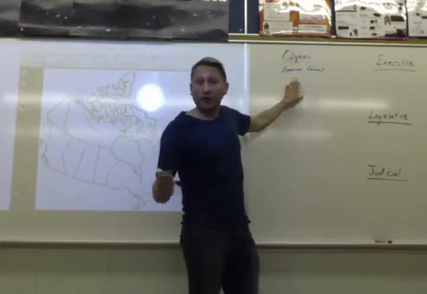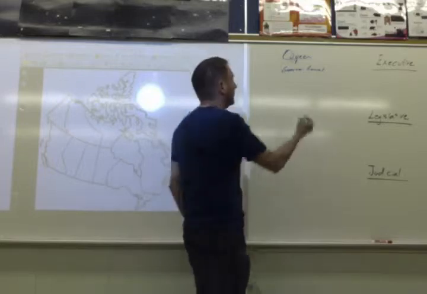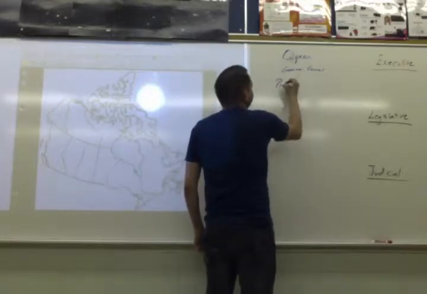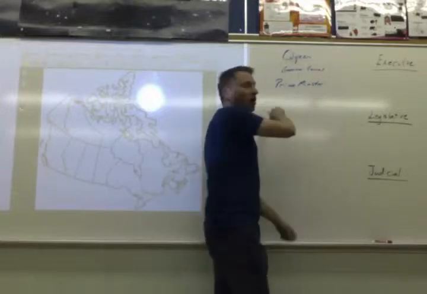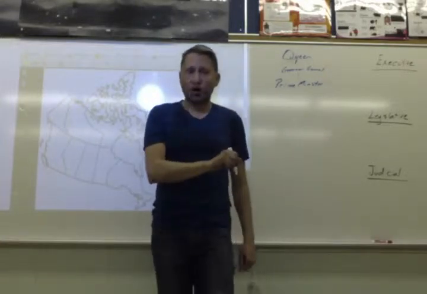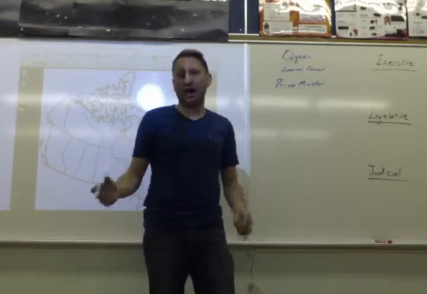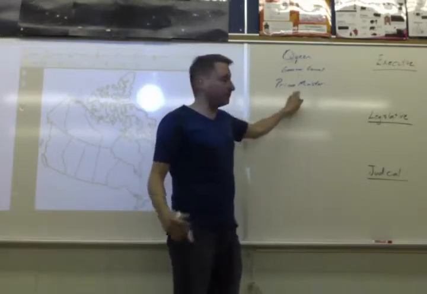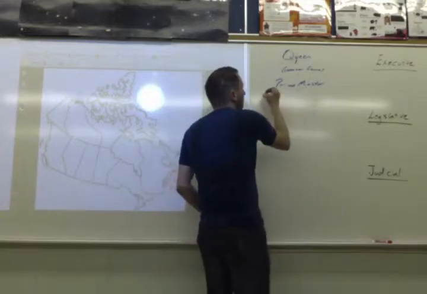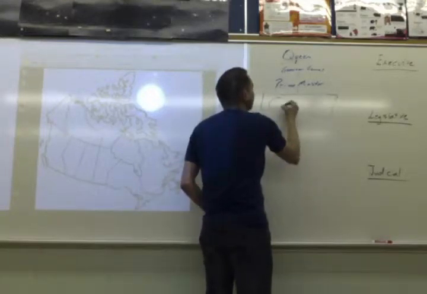Okay, so below the Governor General is somebody you will recognize. That's our Prime Minister. Our Prime Minister, which currently is Stephen Harper, is the head of government and makes all the major decisions. Now, below the Prime Minister is what's called the Cabinet.